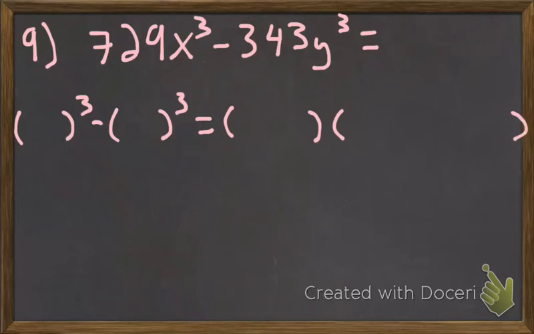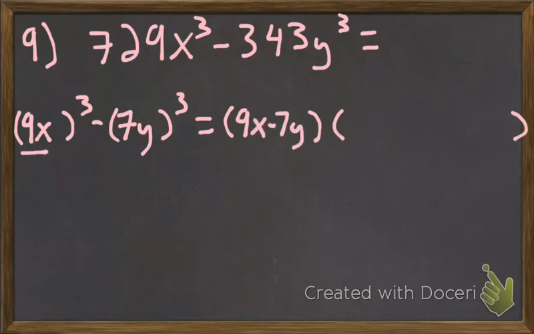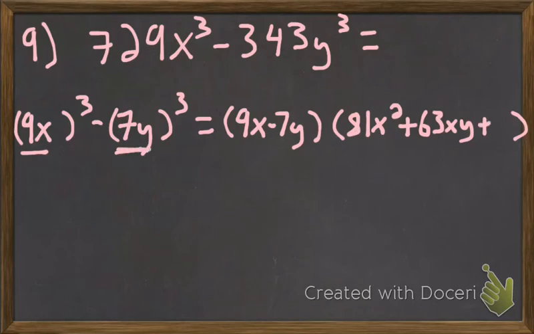So this is what times what is 729. It's hard to see. It's going to be 9 and then an x. What times what is 343y cubed. Look at the board. It's going to be 7y. Just a matter of plugging and chugging now. So this minus that, 9x minus 7y. You take this term and square it. So it's going to be 81x squared plus, multiply these two together, 9 times 7 is 63xy. And then lastly, it's plus, what's y squared? Well, y is this in this case, so 7y times 7y is 49.